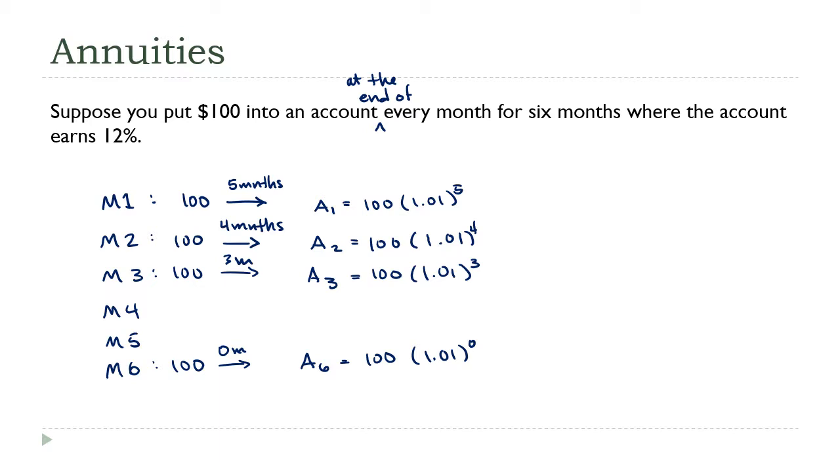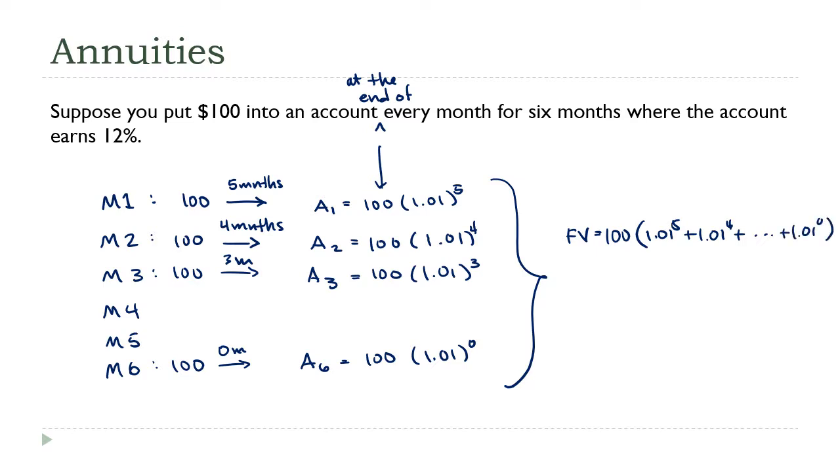Okay, so what is the future value of the account? Well, to get the future value, I'm just going to add up all of these individual values. It gets a little tedious writing all of this out. Notice that every value has a 100 in the front of it. I'm going to factor that out. All right, so the future value is 100 times 1.01 to the 5th plus 1.01 to the 4th plus so on down to 1.01 to the 0 power.